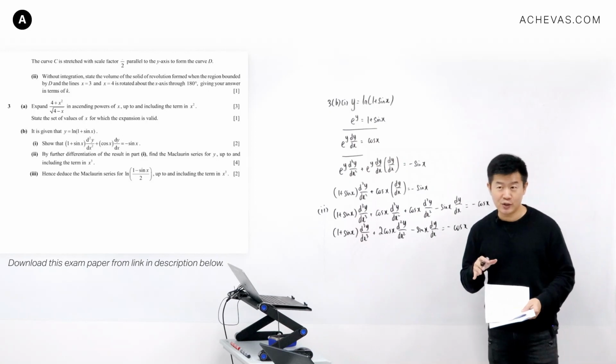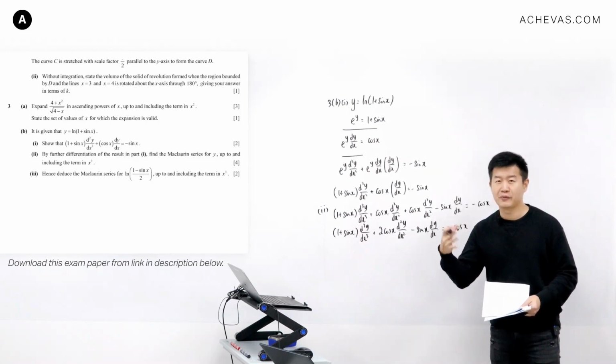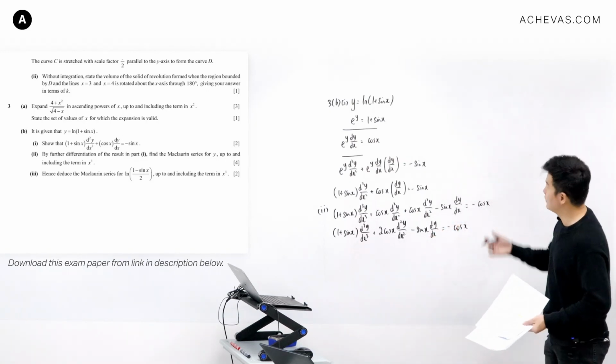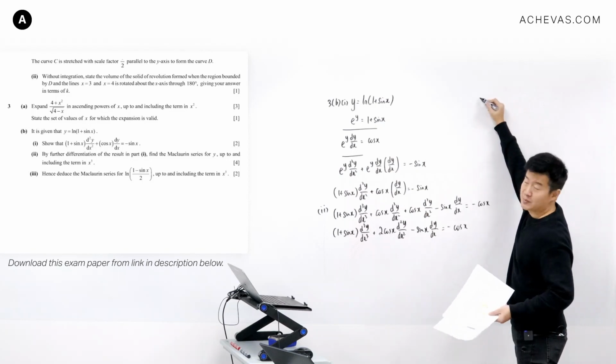And now we are ready to find part of the coefficients of this Maclaurin's expanded form. So I'm going to let x be equal to 0.